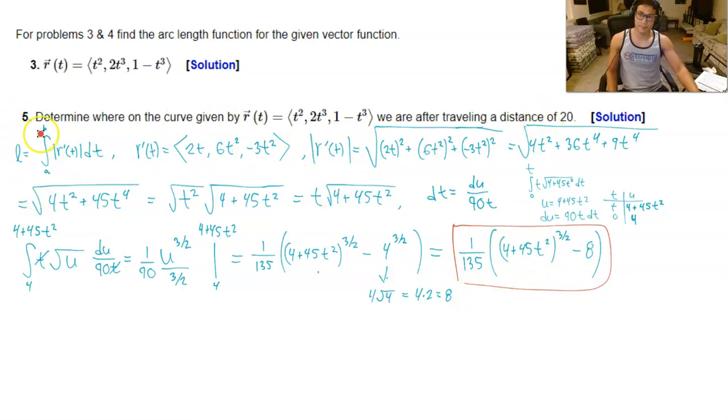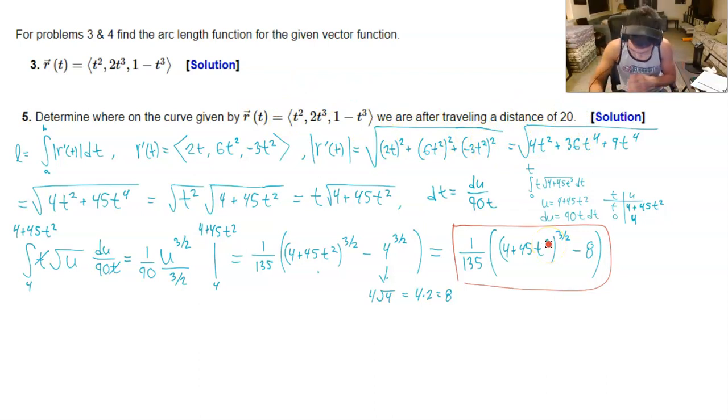arc. However, for question 5, it wants to know the opposite. So we're given the same curve, but it's asking to determine where on the curve we are after traveling a distance of 20. So it kind of wants to do the reverse, like I said.